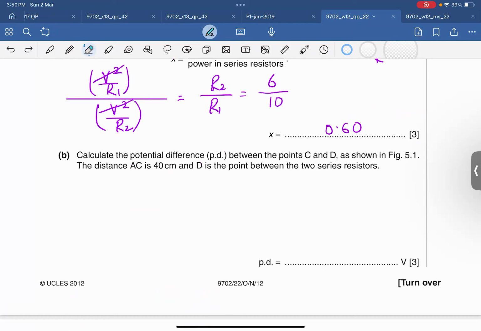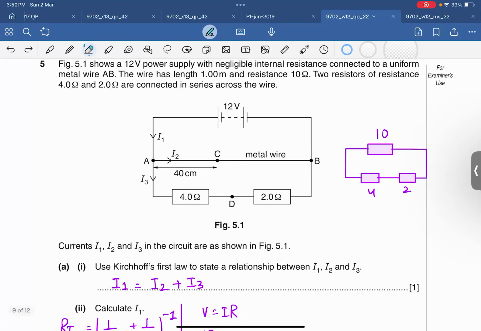This is a sum of EMF equal to sum of PD. Actually, it's a very simple question, but you just need to perform it correctly. So they are saying calculate the potential difference between the points C and D. So C is this point. You have to find the potential at this point and potential at this point, and when you subtract the two potentials, you'll get the potential difference. This is the concept. Is that clear?